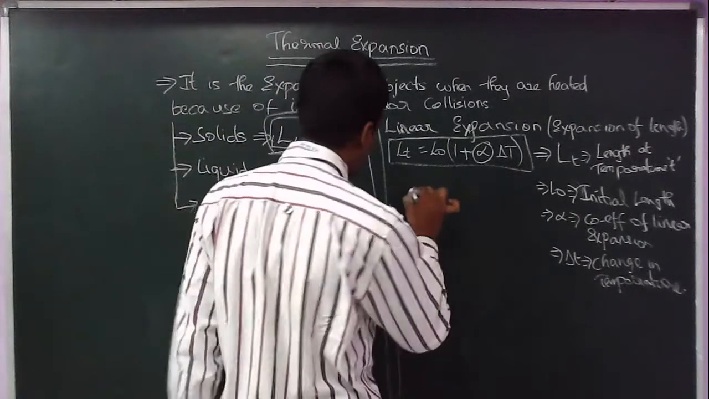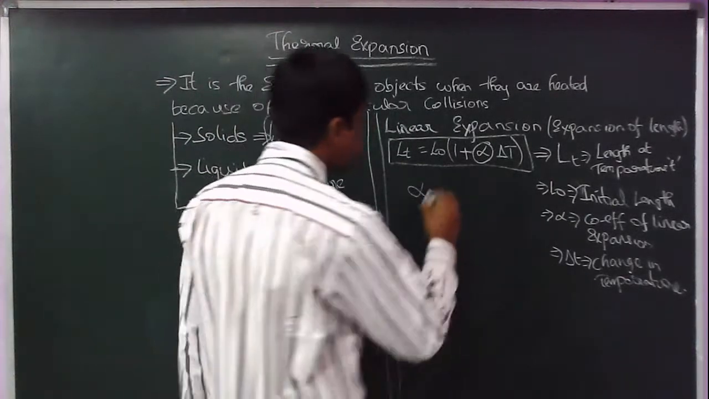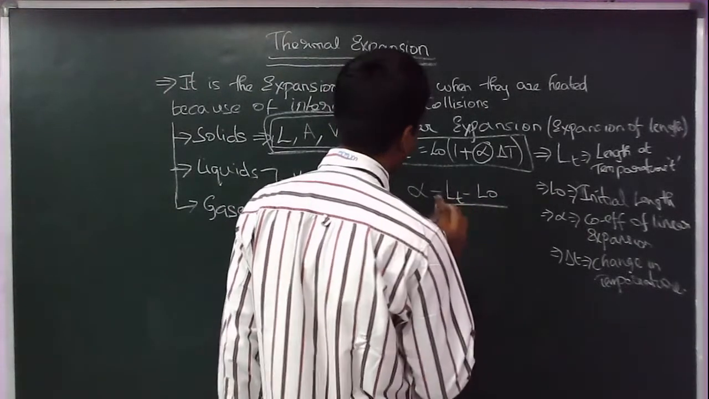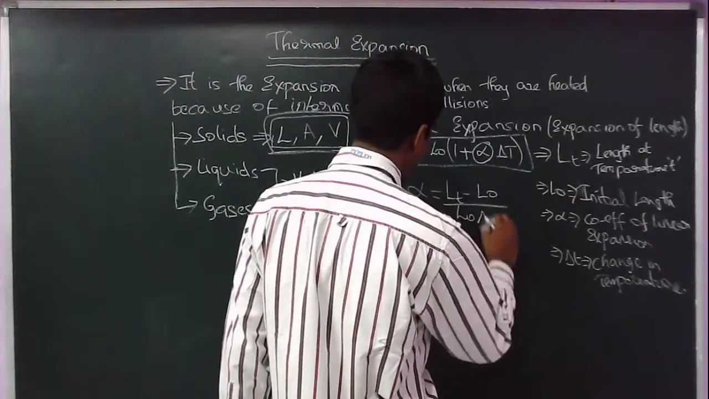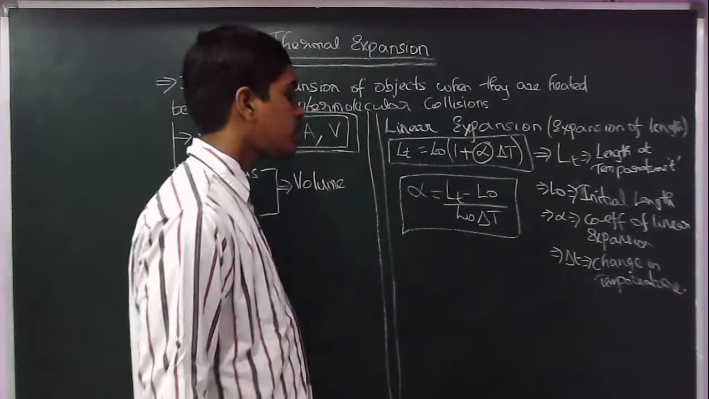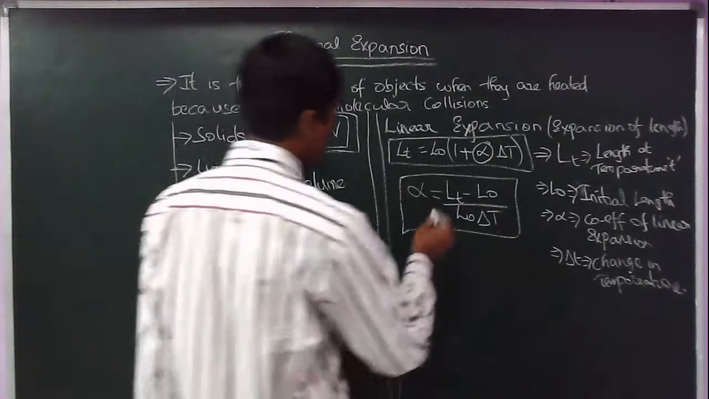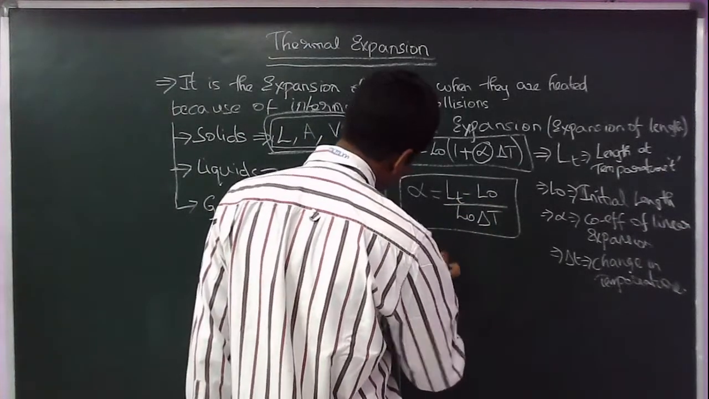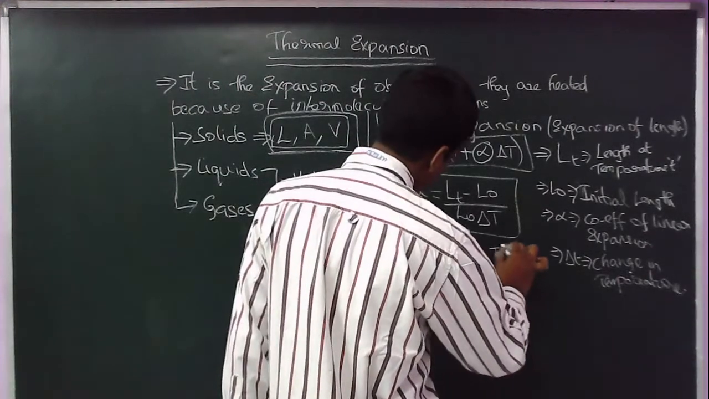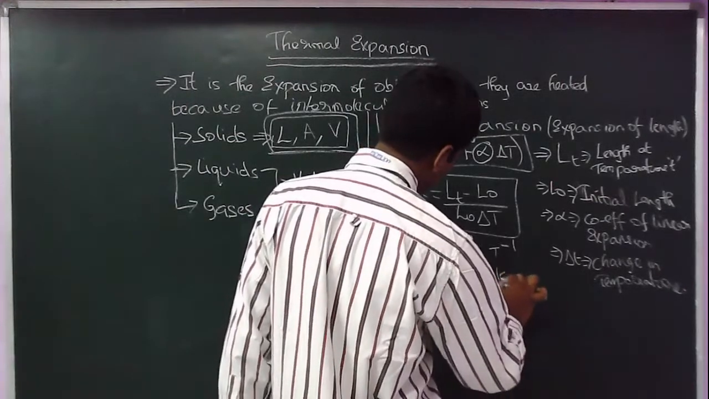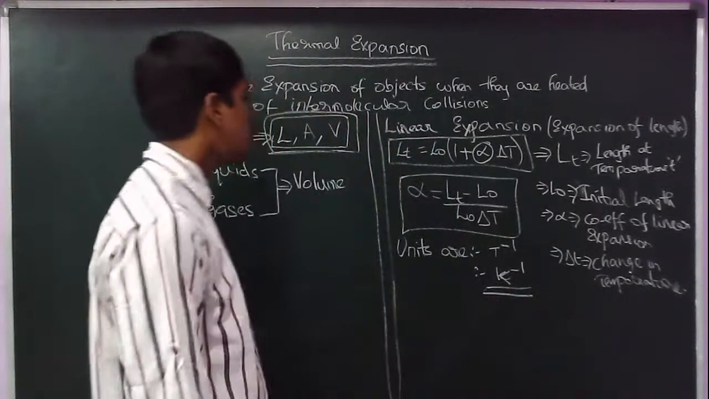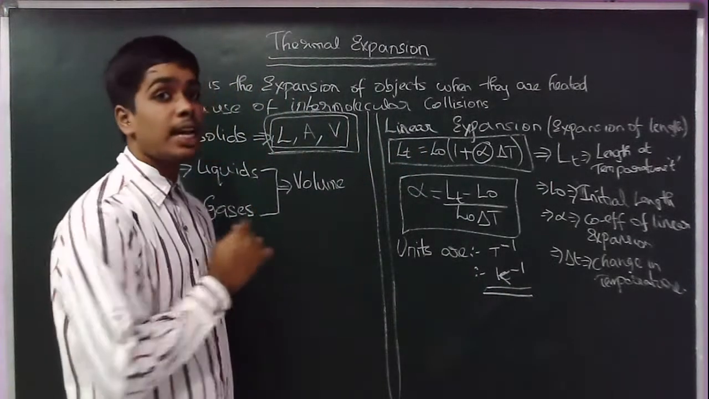Now to get the alpha, alpha is equal to LT minus L naught upon L naught into delta T. This is the alpha. Okay. Now what are the units? It is Kelvin inverse. Units are temperature to the power of -1 or K to the power of -1. These are the units. Now we have completed discussing the linear expansion.